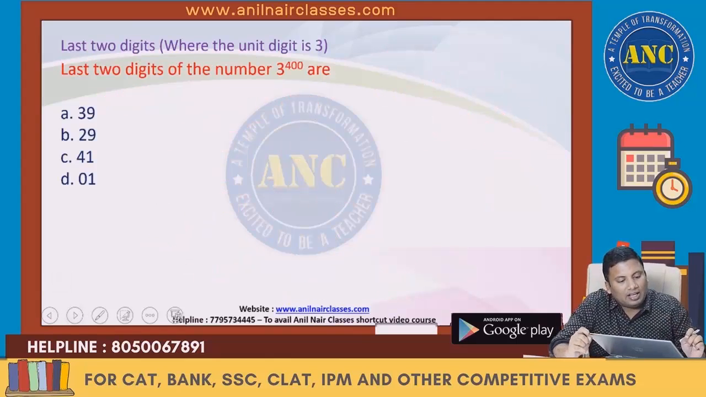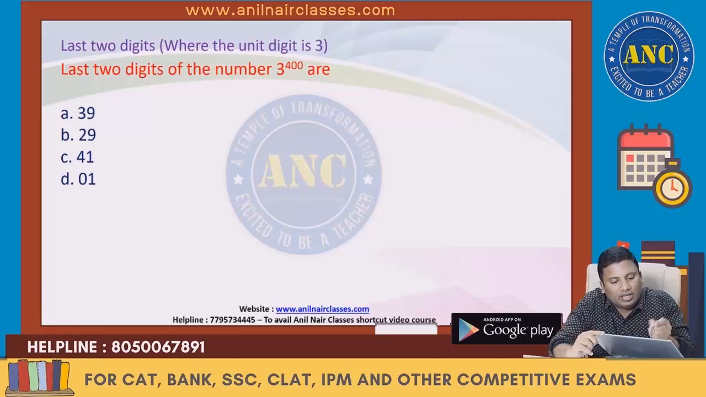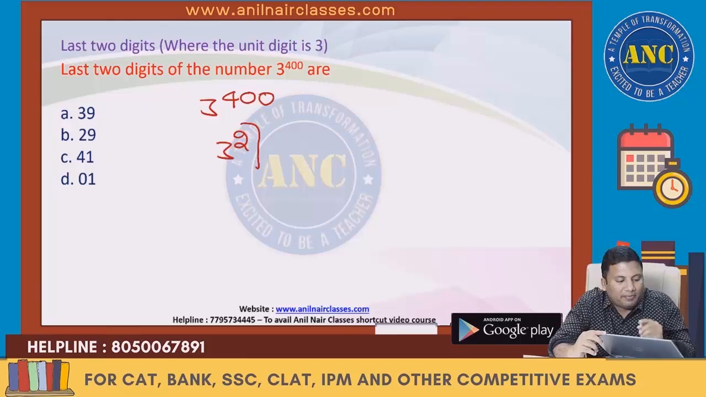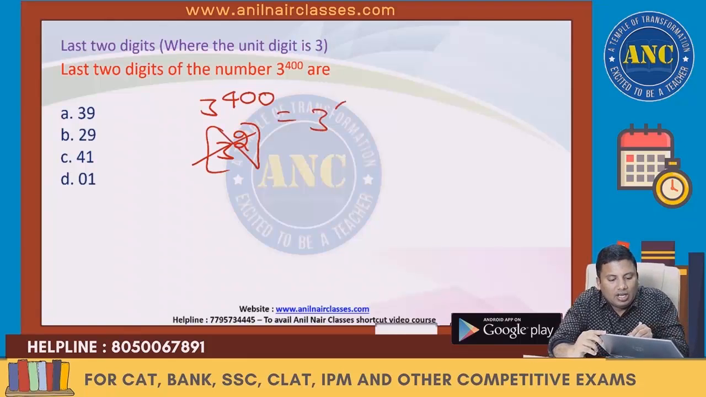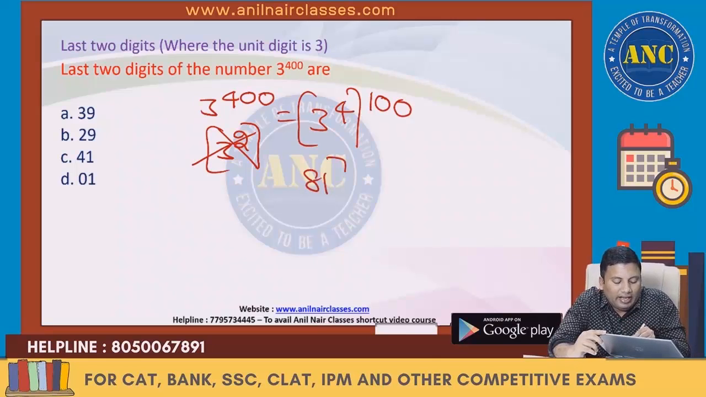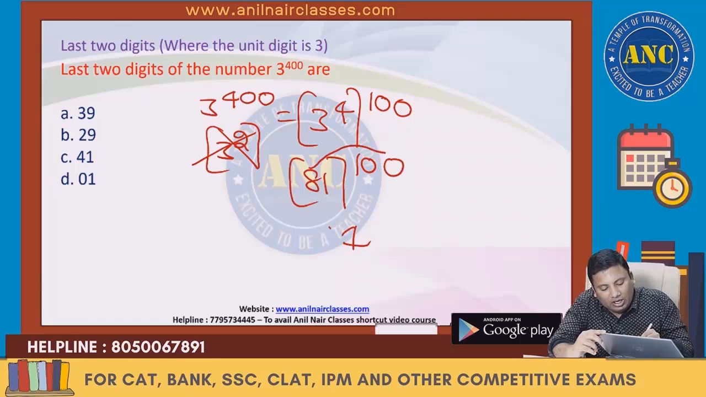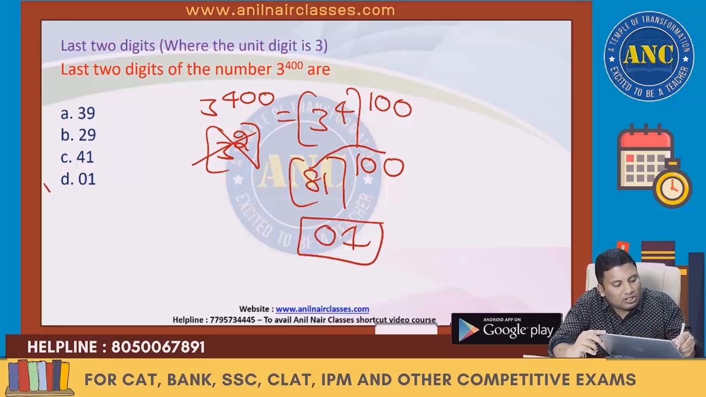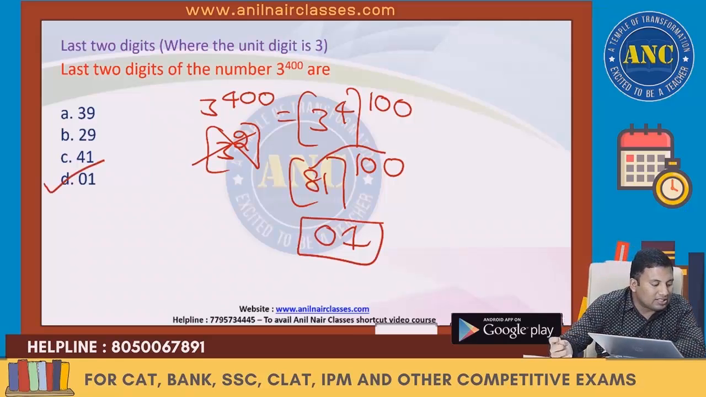Next, find the last 2 digits of the number 3 power 400. 3 power 400. Now see here. 3 power 400 can be written as 3 power 4 power 100. 3 power 4 is 81, power 100. 1 power any number is 1. 8 zeros are 0. Answer for this question is 0, 1. I hope it is clear.